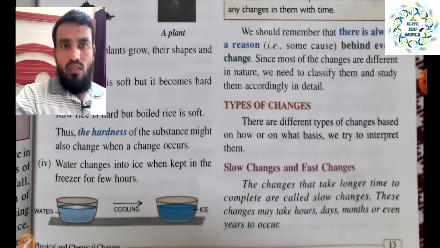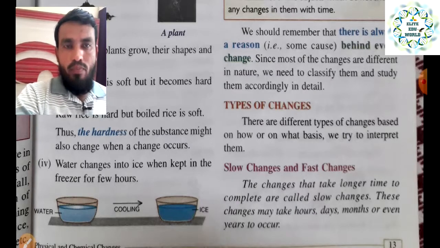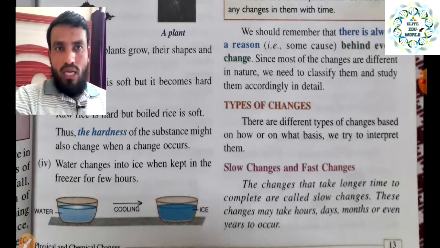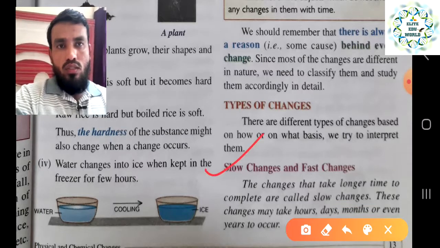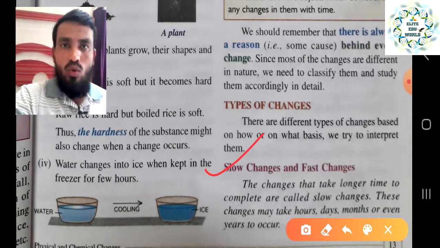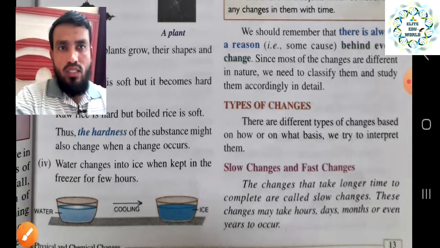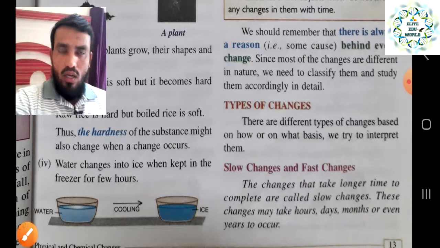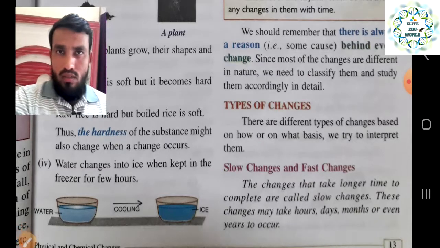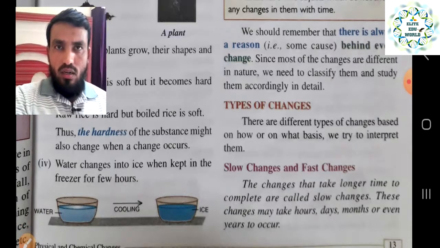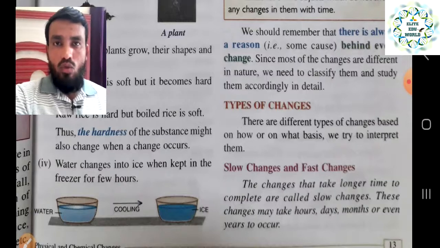So on the basis of which thing it is happening or how it is happening, we can classify them. Number one, we can classify them like slow change and fast change. This is the first classification we can do for our changes. Slow changes are those which take so much time for changing from one position to another, and sometimes changes are very fast, not taking so much time.